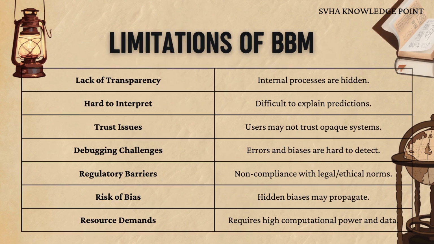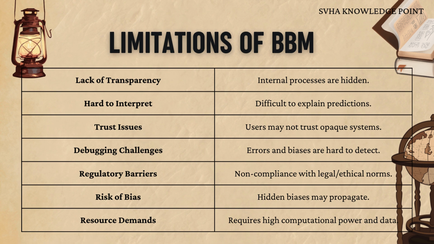Now moving on to the limitations of black box models. The first is lack of transparency. Internal processes are not visible, making it difficult to understand how decisions are made. Hard to interpret: it is challenging to explain the results or predictions, especially for complex models like neural networks. Trust issues: users may distrust the system if they can't see how it works, particularly in critical applications like healthcare or finance. Difficulty in debugging.